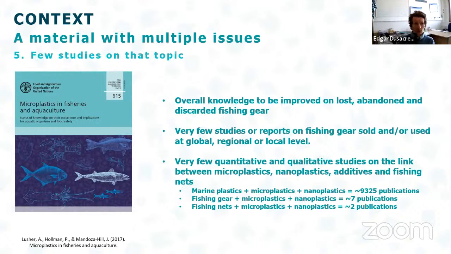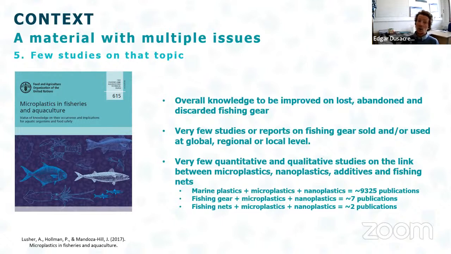Here we have a report, also commented by the Food and Agriculture Organization of the United Nations, made by Lusher and his team in 2017 on the topic of microplastic in fisheries and aquaculture. But the problem of this report is that it is not really focused on microplastic coming from fisheries and aquaculture, or the effects of this precise microplastic and nanoplastic. And the main reason is that in 2017, they didn't have any publication on that topic.